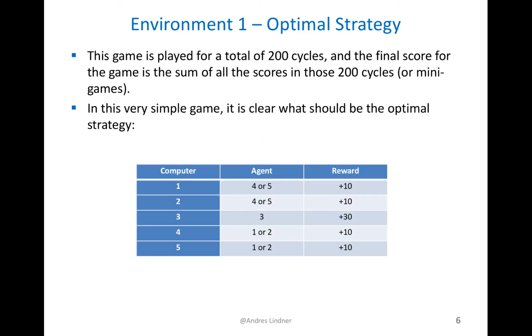So the optimal strategy here is super simple. Before we go over the optimal strategy, the total game is played over 200 cycles. So each game is comprised of 200 of these interactions. And as we can see here, the optimal strategy is to play, when the computer plays 1, play 4 or 5; 2, the same; 3, play 3; 4, play 1 or 2; and 5, play 1 or 2. This is how we get the maximum possible score.